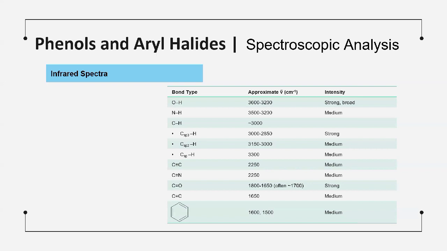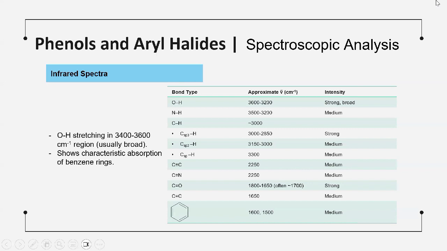So for the spectroscopic analysis of both phenols and aryl halides for its infrared spectra, it is characterized by the OH stretching in the 3,400 to 3,600 region, and is usually observed to be broad. And in addition, it also shows characteristic absorption of the benzene ring. So usually in the regions of 1,600 and 1,500.